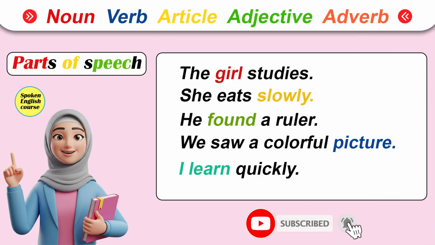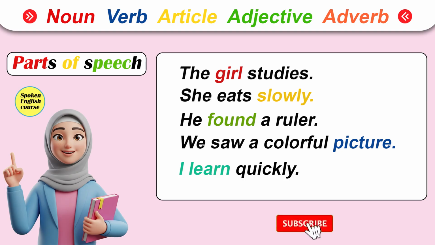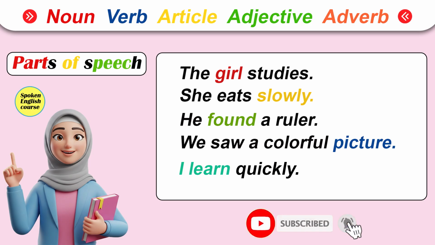The girl studies. She eats slowly. He found a ruler. We saw a colorful picture. I learn quickly.